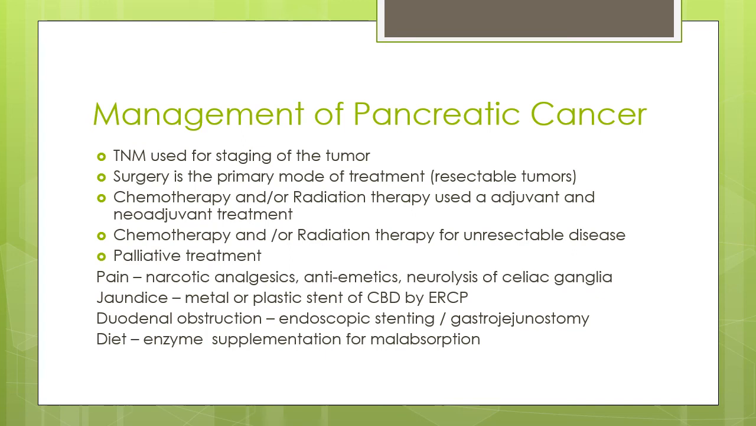Surgery is the primary mode of treatment for resectable cases. Chemotherapy and or radiation therapy are used for adjuvant and neoadjuvant management. These two treatments, chemo and radiotherapy, may also be given for unresectable cases. Sometimes, palliation is the only alternative to control the pain and alleviate the jaundice and ensure patient nutrition.